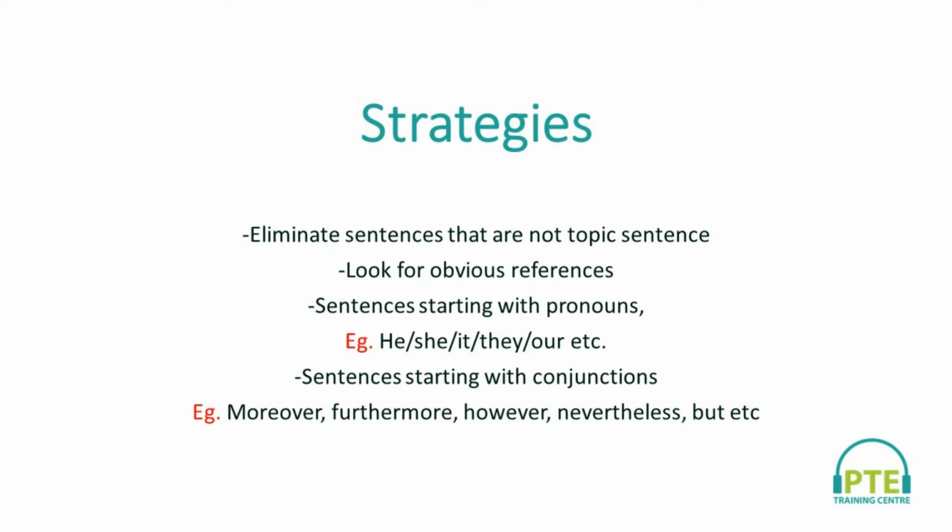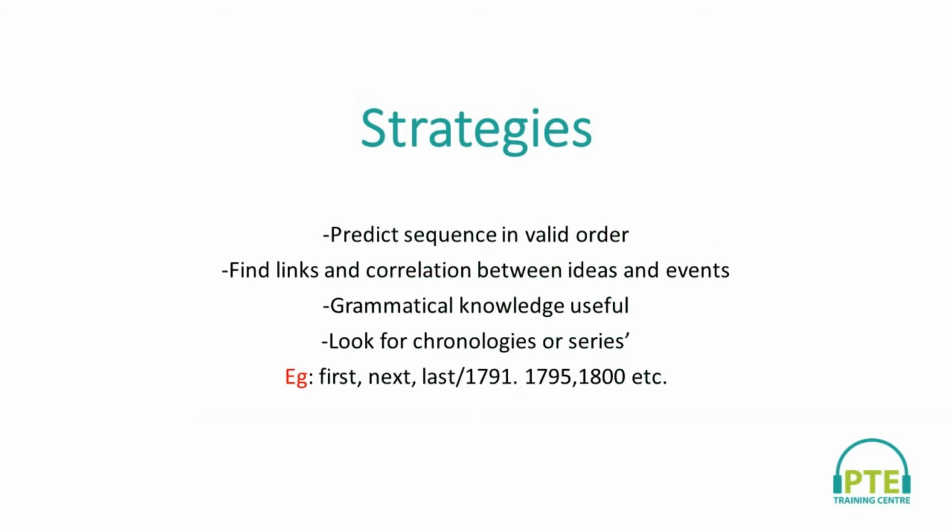Once the independent topic sentence has been identified, your next job will be to correctly predict the following sequences in a valid order. The objective should be to find links and correlation between ideas and events that are mentioned in different sentences. Your grammatical knowledge can be handy while trying to find links, as there can be ideas, objects, events, etc. introduced originally with an article such as a or an and later on referred to as the. Likewise, pronouns such as he, she, it, etc. can refer to objects or people and thus help you identify the logical sequence.